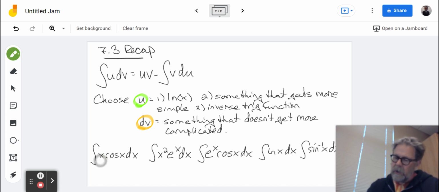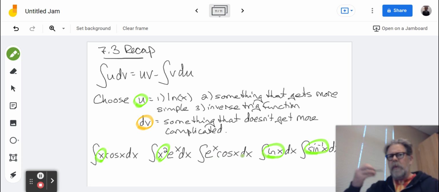So notice that u is a polynomial, x; u is a polynomial, x squared. Let's skip that one for just a second. The e to the x cosine: u is the natural log; u is the inverse trig function. So let's go back here. This was the one where we did it twice and then ended up with our original integral.